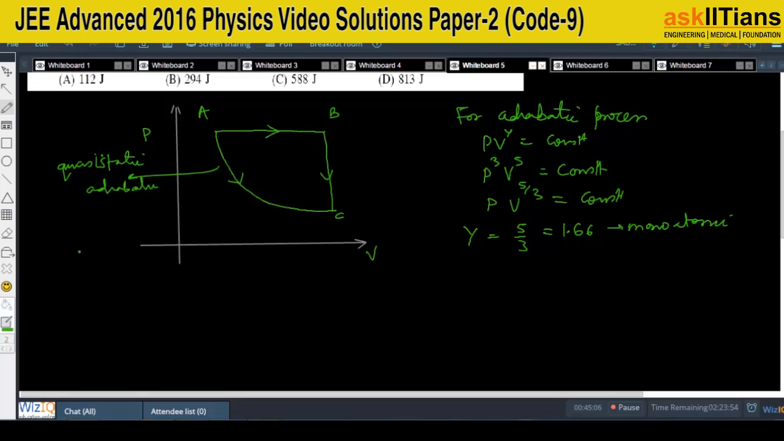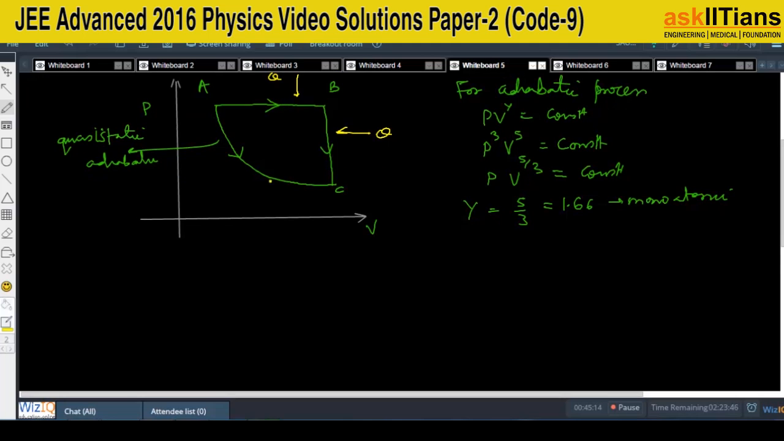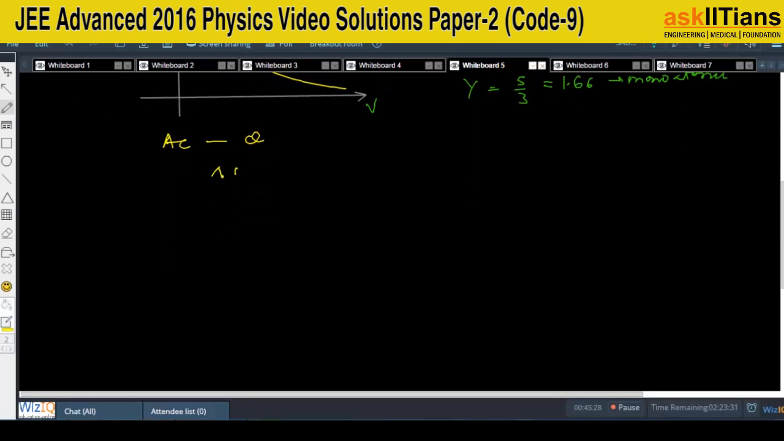Now we are going to calculate heat supplied for process A to B and process B to C. Now we are going to calculate for process A to C first, the quasi-static one. For process A to C, the heat supplied is delta Q1. Delta Q1 is equal to nCp delta T. That should be equal to n times the relation of Cp and gamma, that is 5 by 2 R for monoatomic, into delta T. So it should be equal to 5 by 2 P delta V.